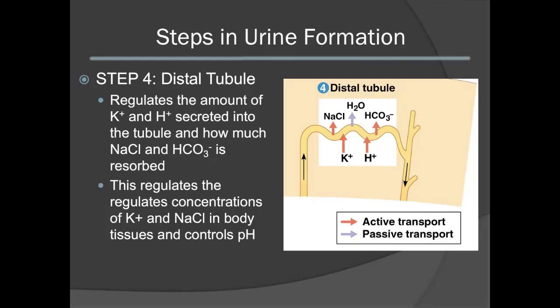The filtrate then moves into the distal tubule. In the distal tubule, sodium chloride and bicarbonate will be resorbed into the surrounding tissue, mostly through active transport. Potassium and hydrogen ions will be actively pumped across the transport epithelium into the lumen of the tubule. As a result, water will then leave through passive transport, or water will be resorbed.